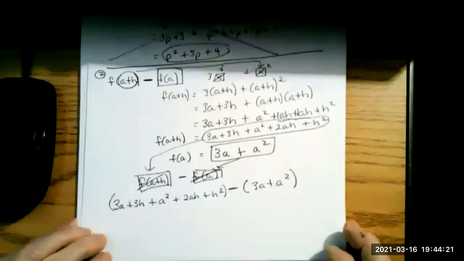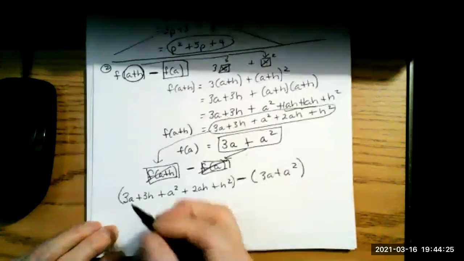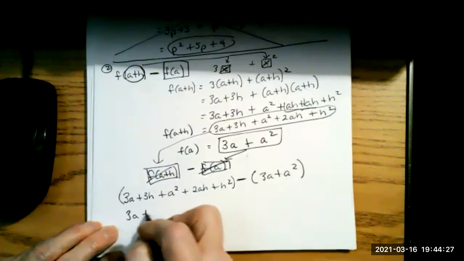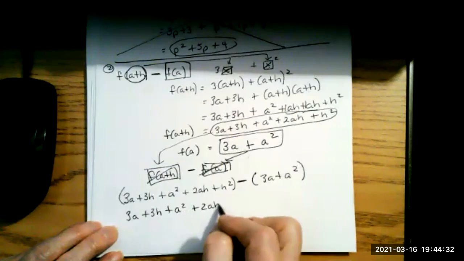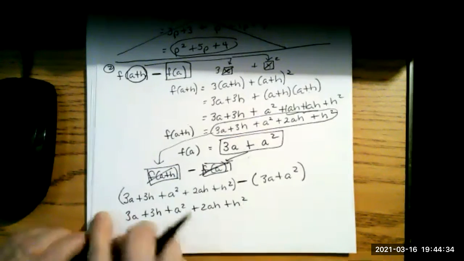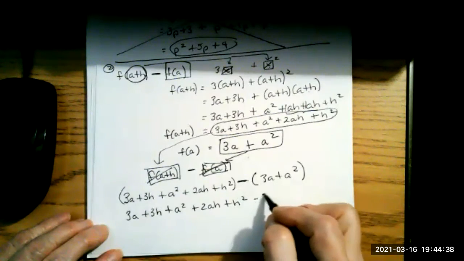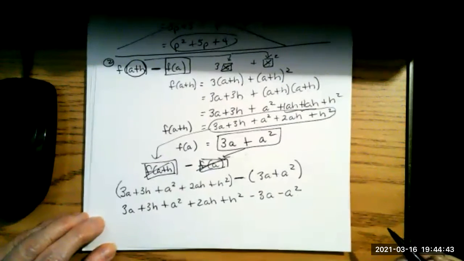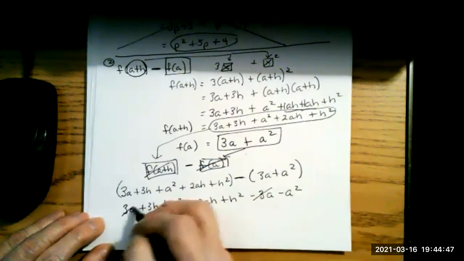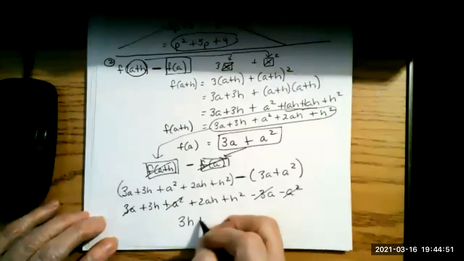Now, the only thing I have left to do is use this negative to change these signs and then see if anything cancels. I don't do anything with this first one because there's nothing in front of it to change its sign. But this minus will change the signs over here. You would subtract the 3a and the a squared. And it would cancel. That's right. 3a, a squared.